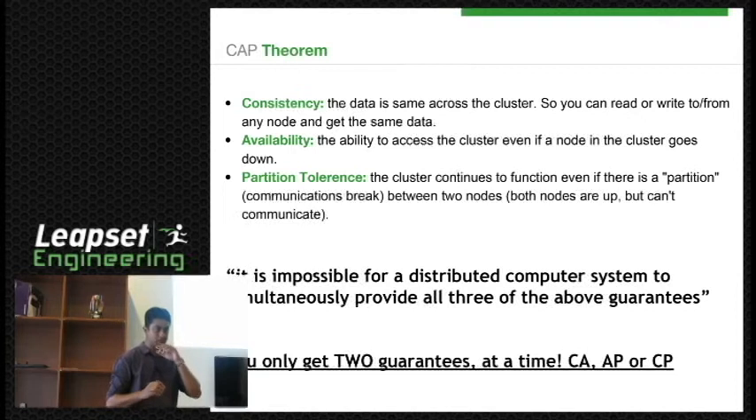Availability means, again, if you have two nodes and one node goes down, you can continue serving data from that remaining node. That's availability. Partition tolerance means, if you have two nodes and the connectivity between the two nodes breaks, it gets partitioned, you can still continue to work, right?